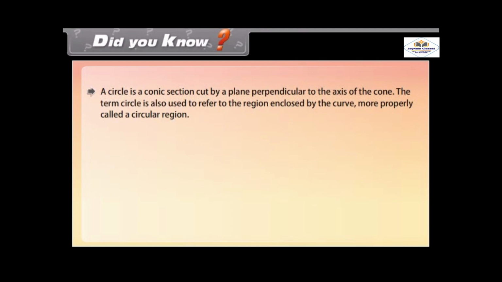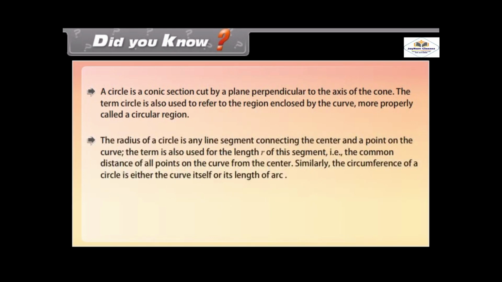Did you know? A circle is a conic section cut by a plane perpendicular to the axis of the cone. The term circle is also used to refer to the region enclosed by the curve, more properly called a circular region. The radius of a circle is any line segment connecting the center and a point on the curve. The term is also used for the length r of this segment, that is, the common distance of all points on the curve from the center.